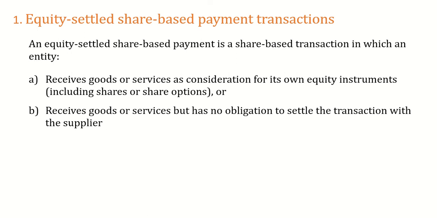Simply think like this. You take a service from an employee of the company, and in return I give shares. Or you buy goods from a supplier, and instead of paying cash, the company gives shares. That is called an equity settled share based payment. That means I settle this payment by issuing equity, right? So when you understand this standard, there are a few definitions that you want to know about.